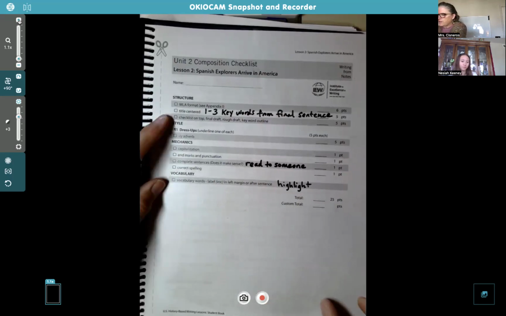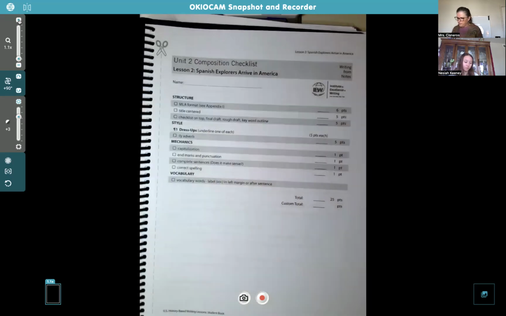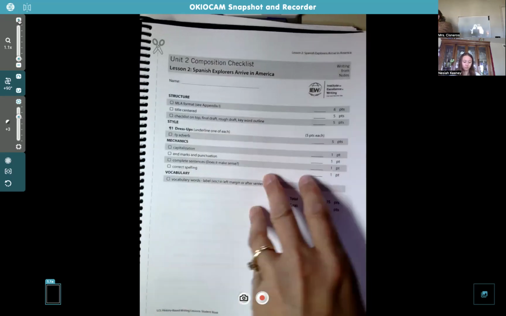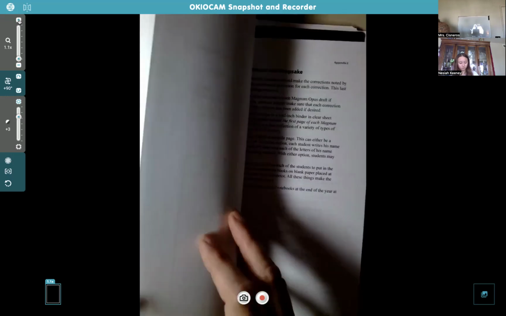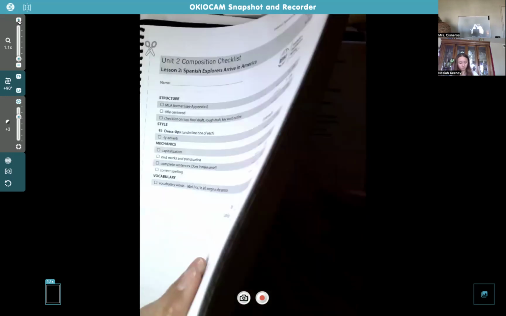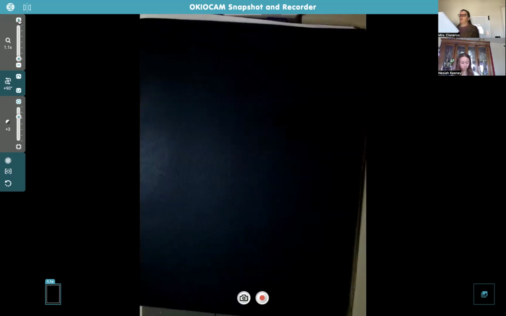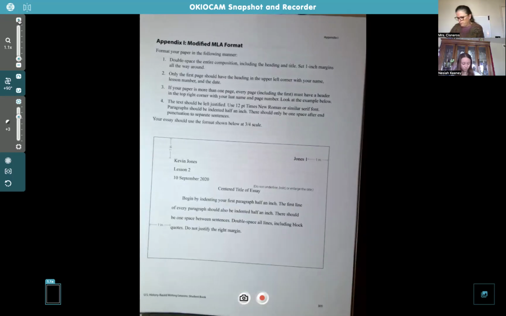Let's look at Appendix 1 about that MLA format, because that's a little bit different than last year. Appendix 1 is way in the back. I'll tell you what page. It is page 305.